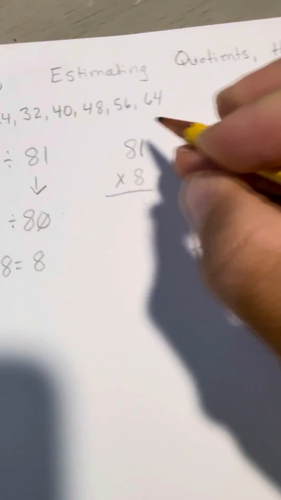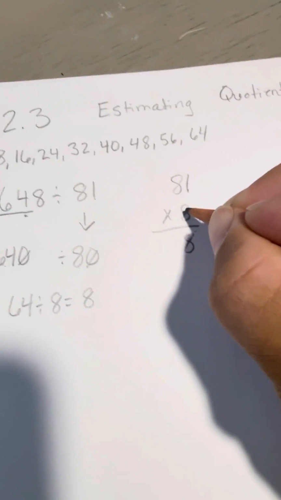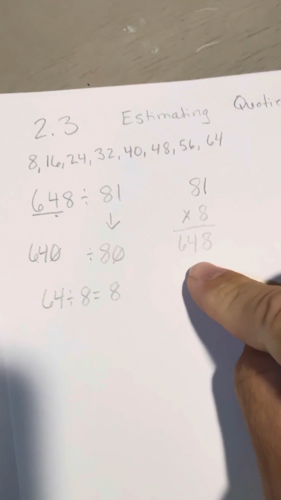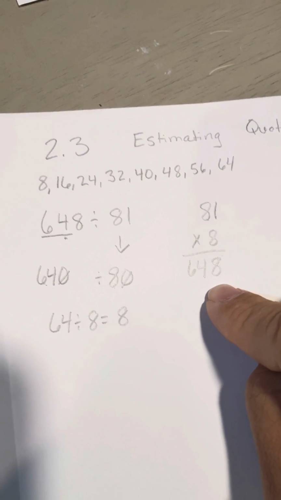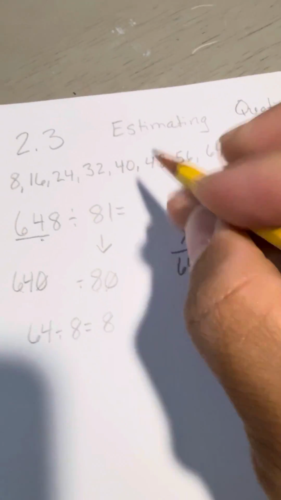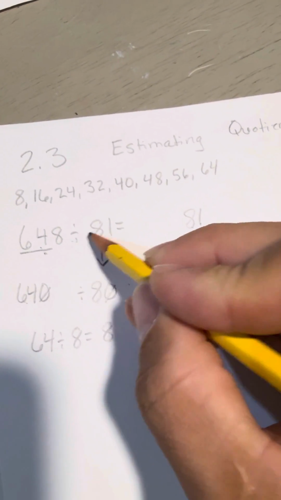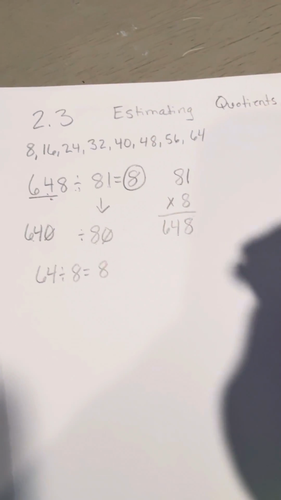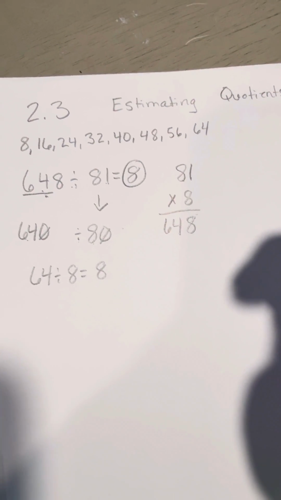So here we go. 8 times 1 is 8. 8 times 8 is 64. And as you can see, I landed exactly on the number I was supposed to. They match. So therefore, 648 divided by 81 is 8, and that is my answer, no adjustments needed.